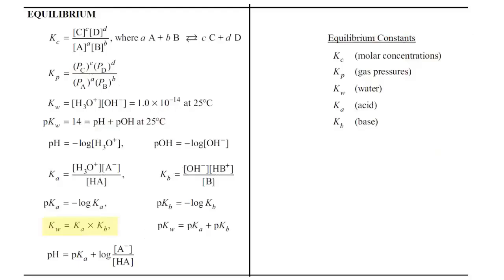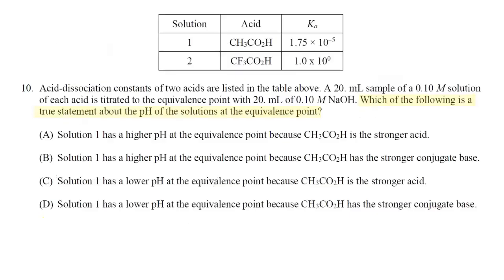Again, there's an inverse relationship between Ka and Kb, as you can see in this equation on your equation sheet, that Ka times Kb equals Kw. So the smaller the Ka, the weaker the acid, but then the larger the Kb, the stronger its conjugate base. All right, now let's look at the Ka values for this particular set of acids in question 10. Well, the first Ka is much smaller than the second Ka.